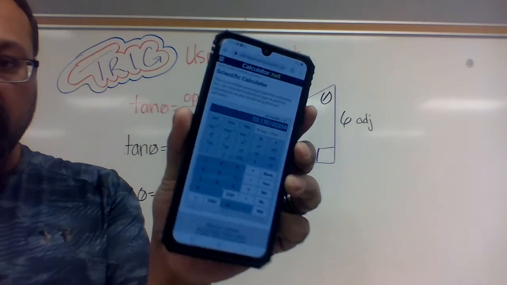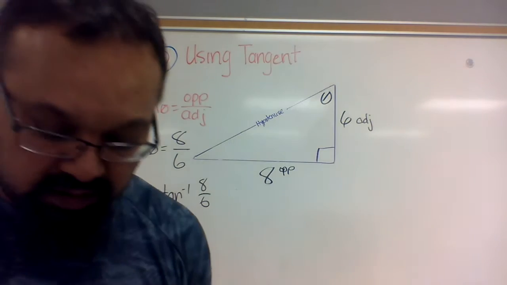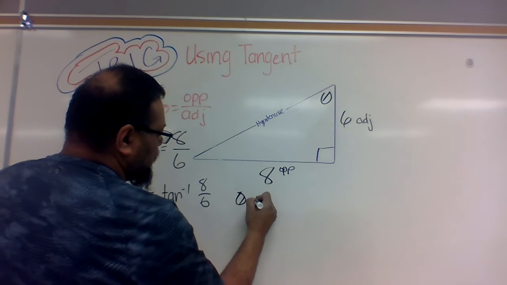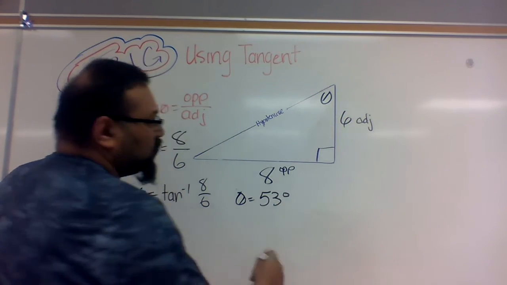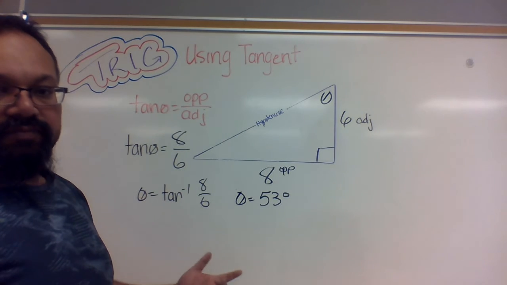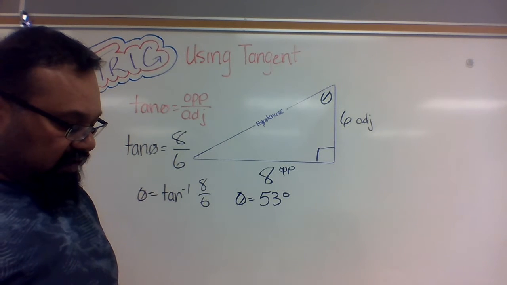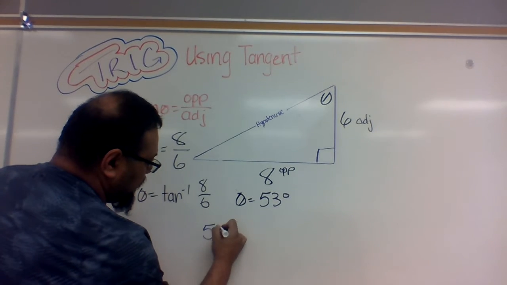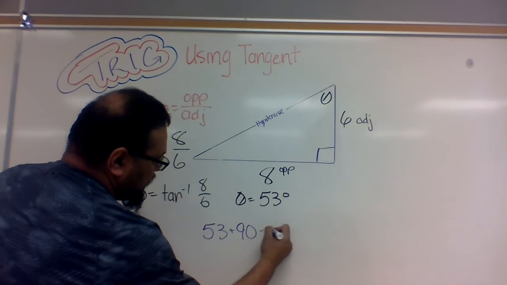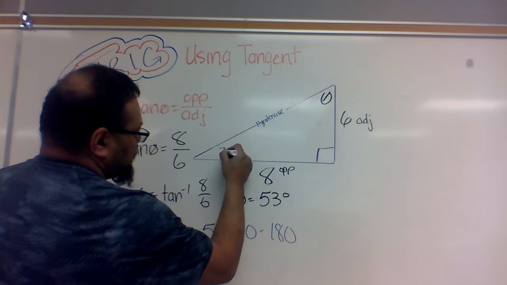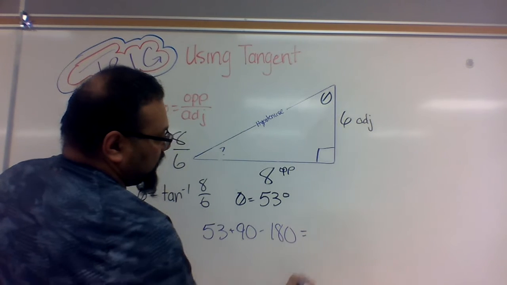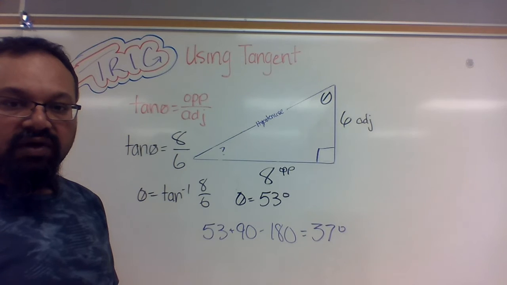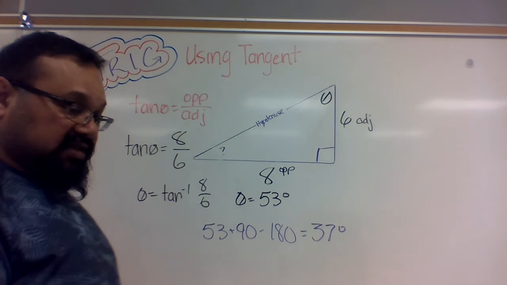Same answer, 53. So this means that theta equals 53 degrees. We know from our understanding that all interior angles add up to 180 degrees, so 53 plus 90 minus the 180 is going to give us our missing one. And that should yield 37 degrees. Now, that's example 1.